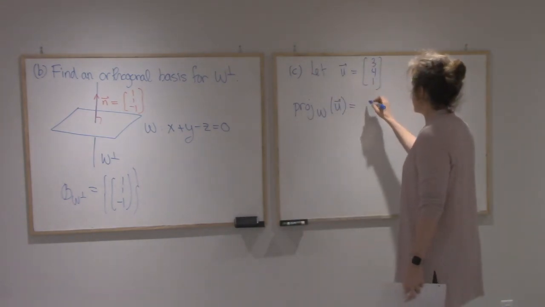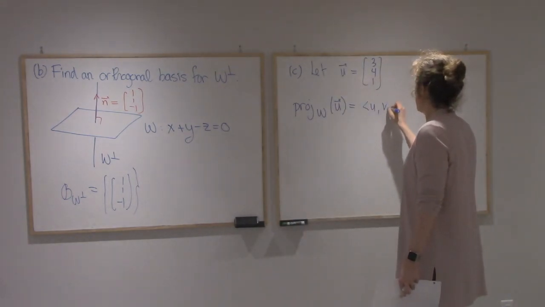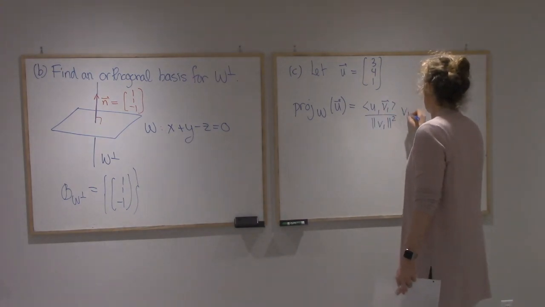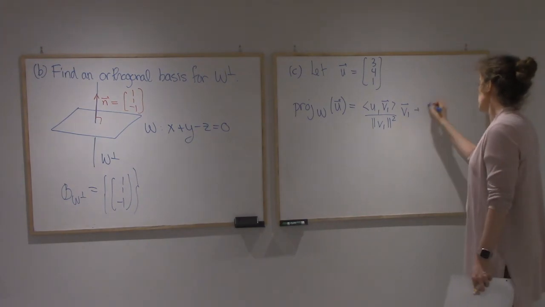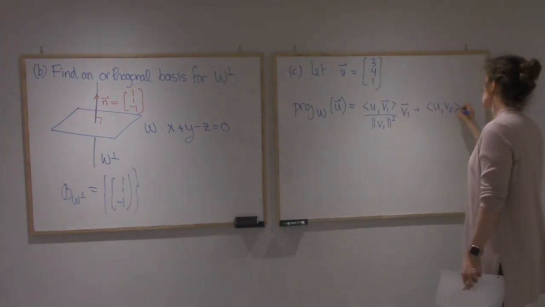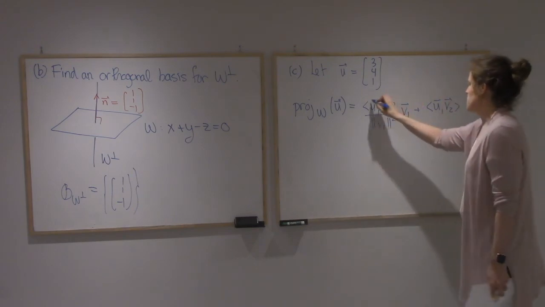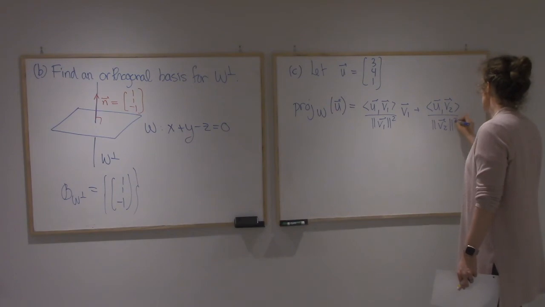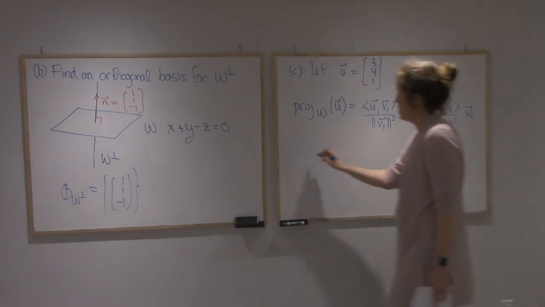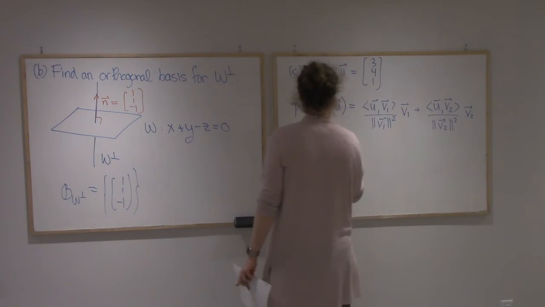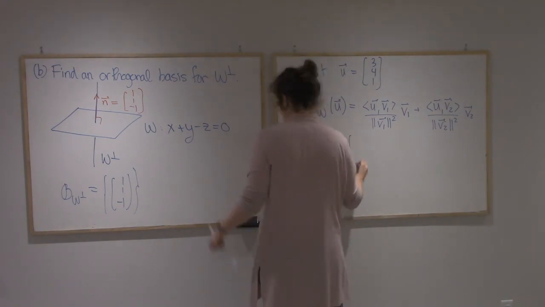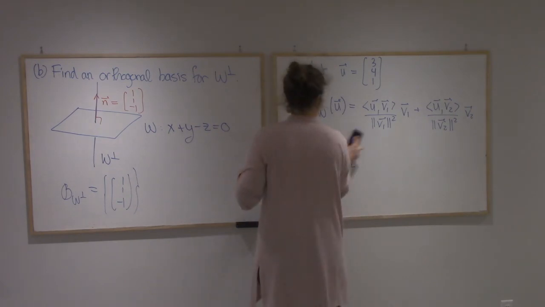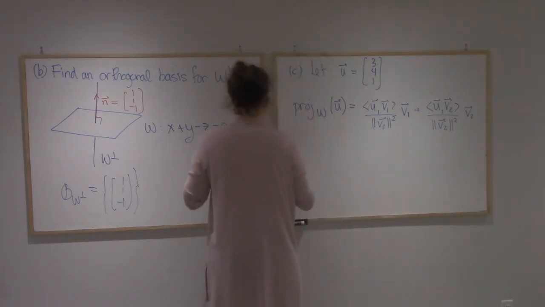We're told to take the dot product of U and V1, over the length of V1 squared, times V1, plus the dot product of U and V2, over the length of V2 squared, times V2. And so in our case, that will be 3, 4, 1 dotted with, actually, let's compute them on the side. I think it's going to be too long for this board anyways.